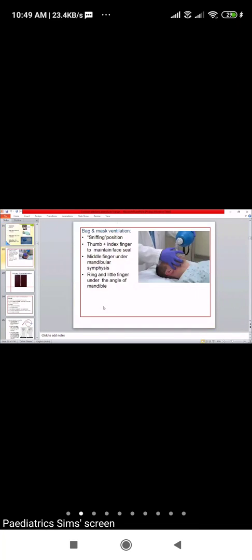So this is the sniffing position, which is very important. See, thumb and index finger to maintain the face seal. So the thumb and the index finger maintain the face seal. The middle finger you have to put under the mandibular symphysis, and the ring and little finger under the angle of the mandible. So this is the way you have to put your hand.